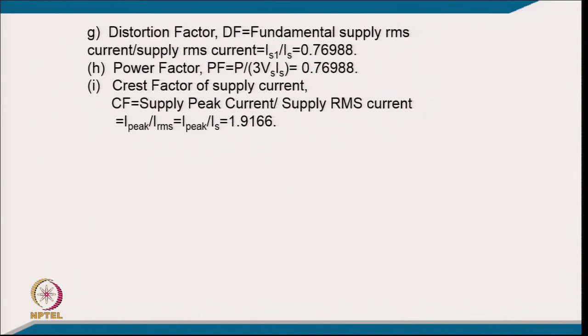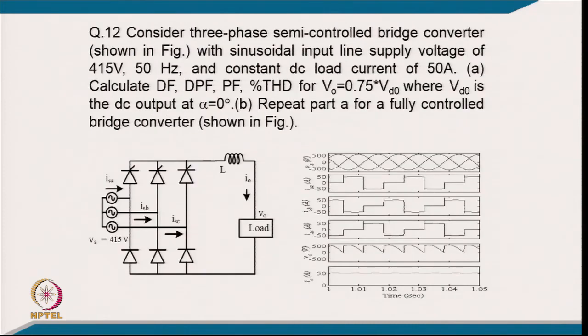The total distortion factor here, from IS1 upon IS, is 0.76988, and since the displacement factor is unity, the power factor is the same, 0.76988. You can say this power factor reduction is because of harmonics, because there is no reactive power drawn from the supply. The crest factor will be supply peak current by RMS current. Putting the values, it will be 1.9166. So, in place of root 2, or 1.41, the crest factor increases to 1.9166 in this case.